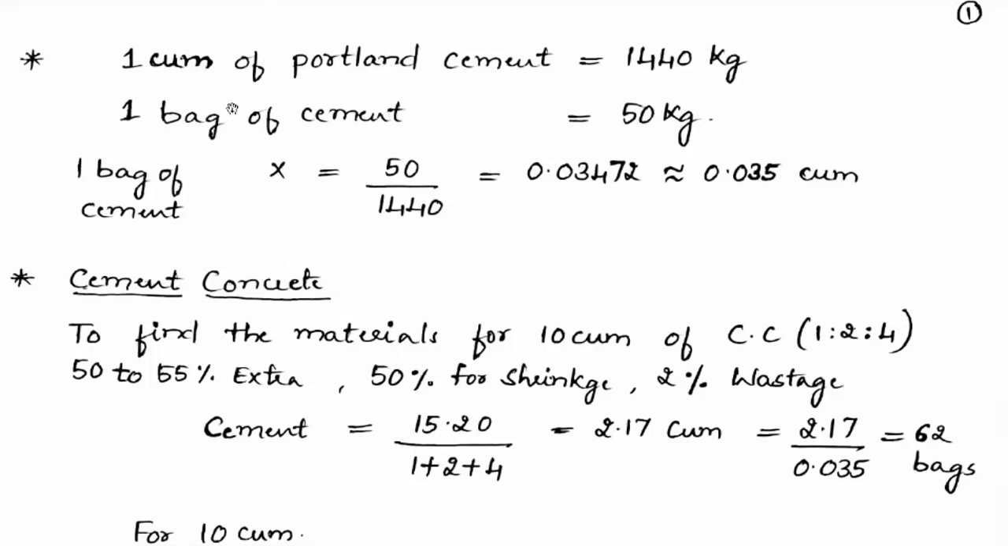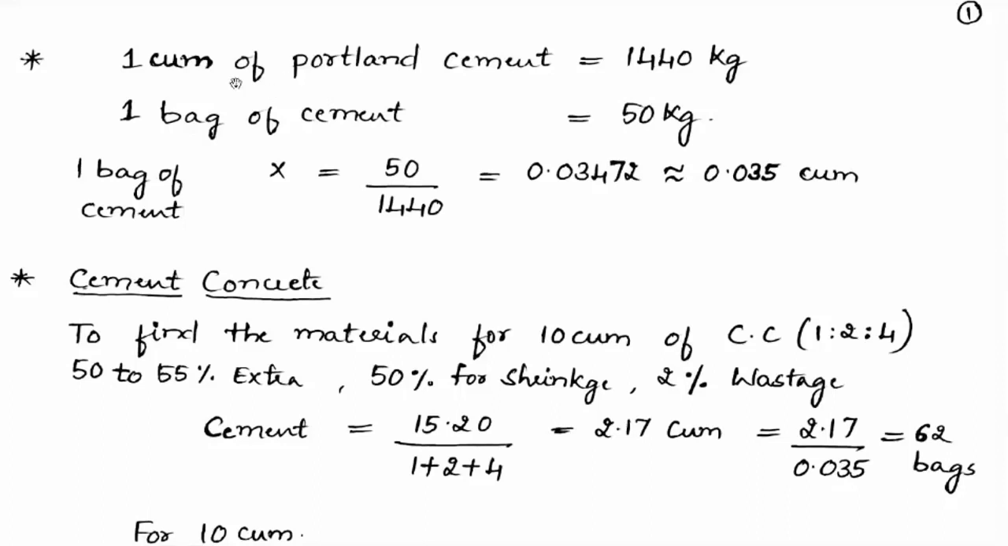One cubic meter of Portland cement, that is 1 meter by 1 meter by 1 meter, is equal to 1440 kg of cement. But in actual practice, generally we count it in bags, like how many bags of cement are required. One bag of cement is equal to 50 kg, that also you know. So I want to calculate now: one bag of cement means how many cubic meters?